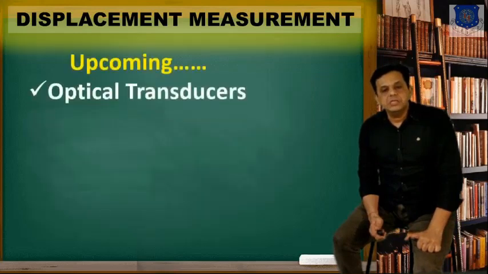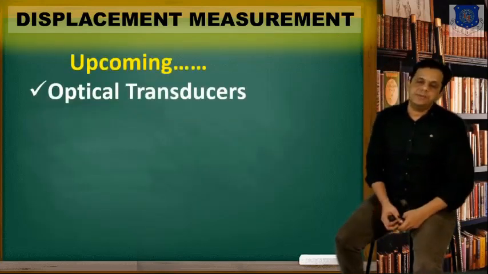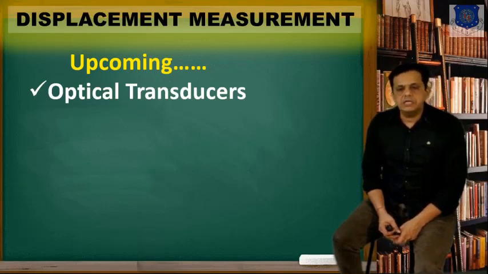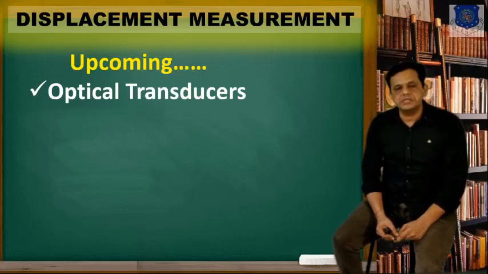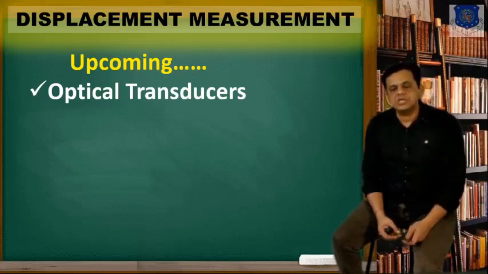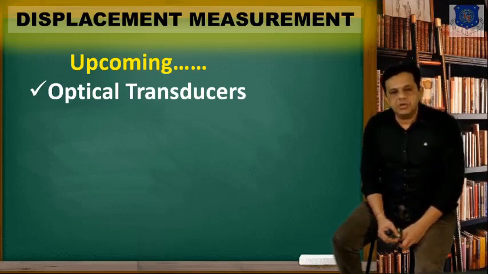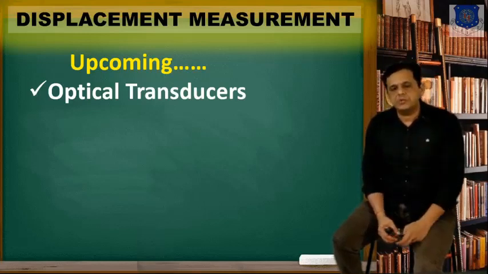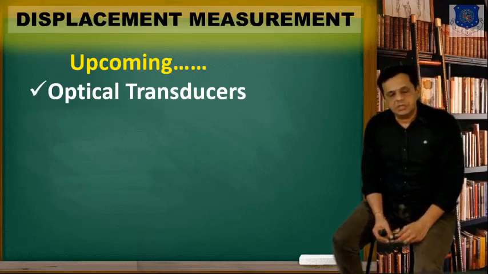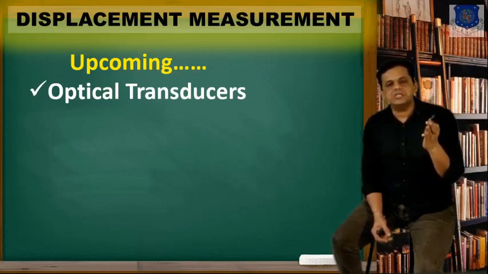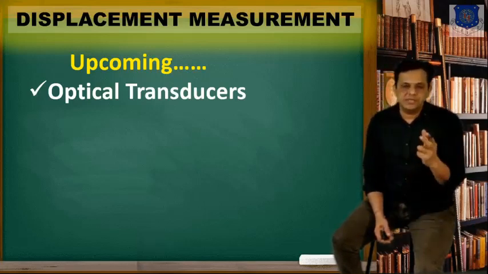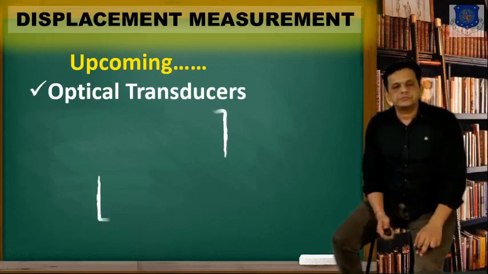So this was the flapper nozzle assembly, and one of the important topics as far as GTU studies are concerned from the chapter on displacement measurement. And in the next forthcoming session, we'll be talking about optical transducers. We will be having a variety of optical transducers, and we'll be talking about how we use the fundamentals of light transmission to measure displacement by various methods.